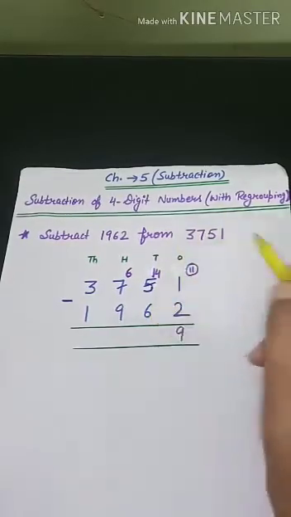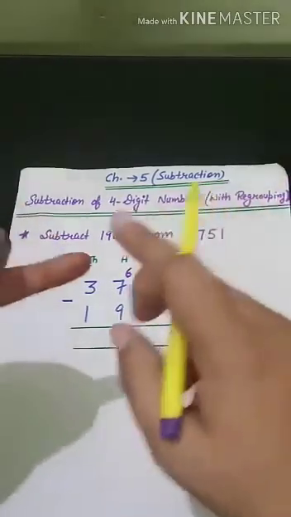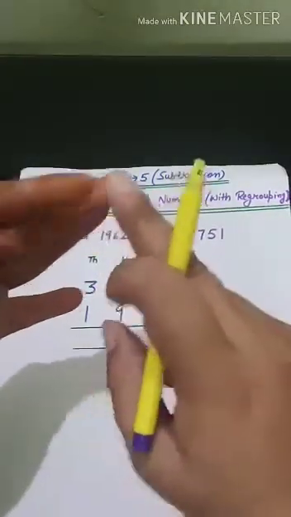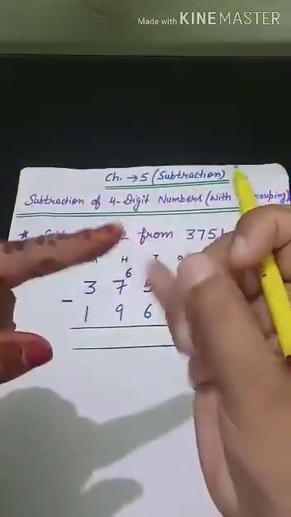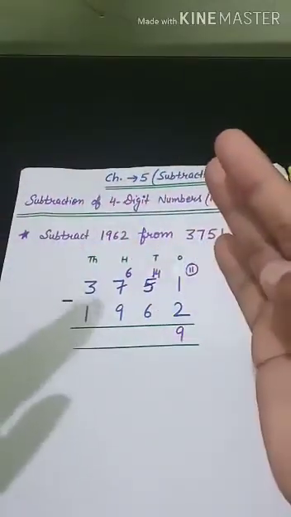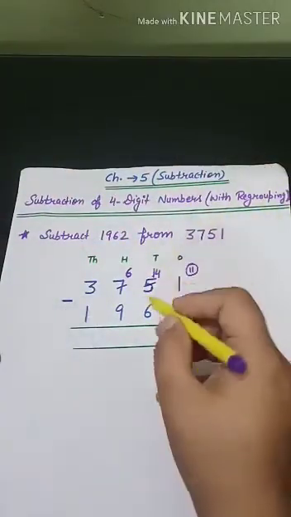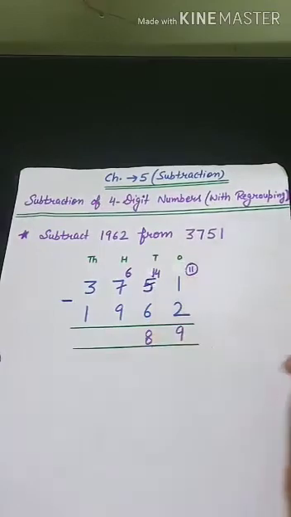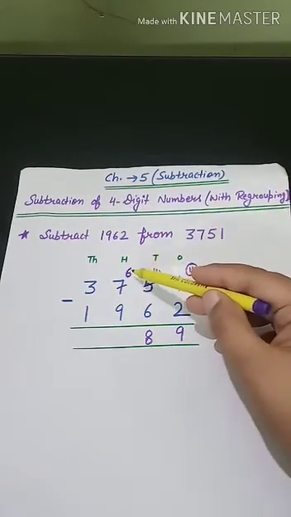Now we will subtract 6 from 14. Count on your fingers after 6 till we get 14. After 6, 7, 8, 9, 10, 11, 12, 13, 14. 5 these fingers and 3 these fingers. 5 and 3, 8. So 14 minus 6 is 8. Now step 3 is subtract the hundreds.